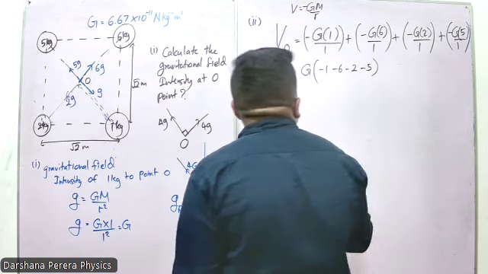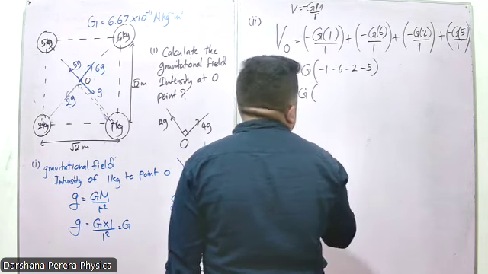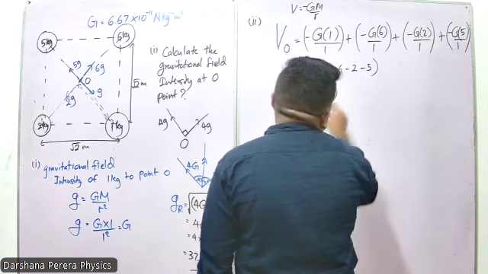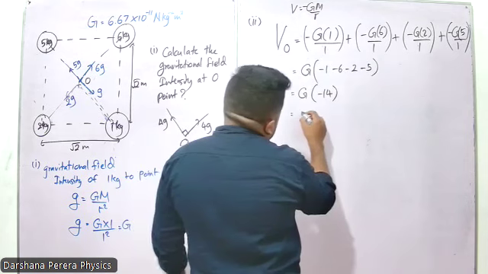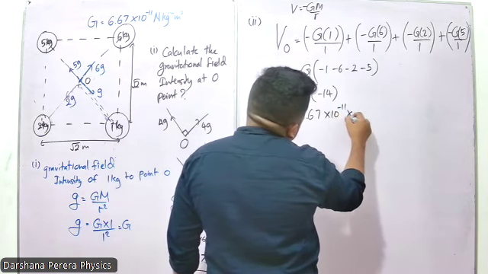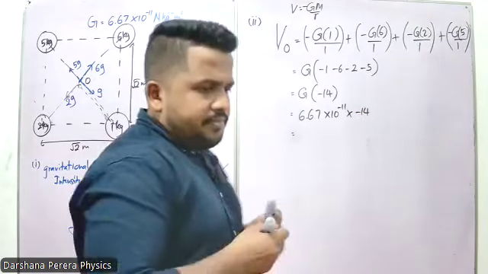It's very easy. G and then 6, 9 and 9 to 5 again minus 14. Am I correct? Yes. 6.67 into 10 to the power minus 11 into 14. So this is the answer.